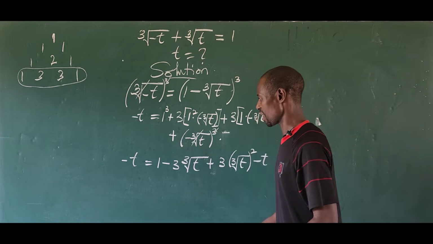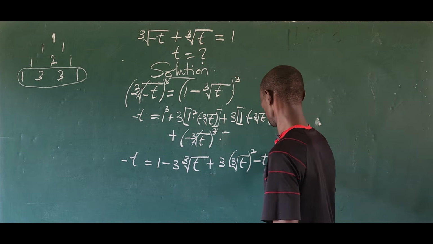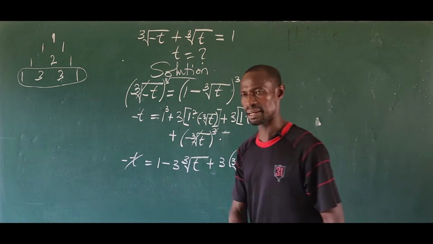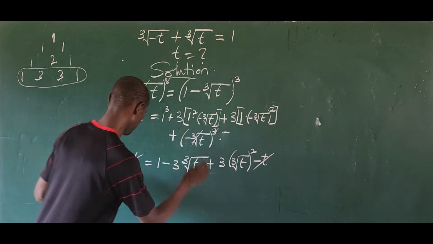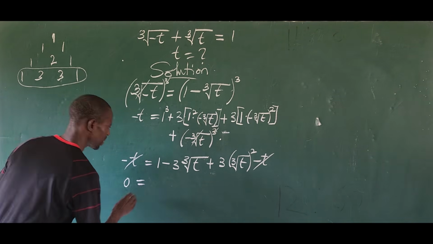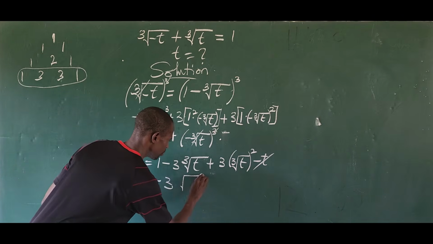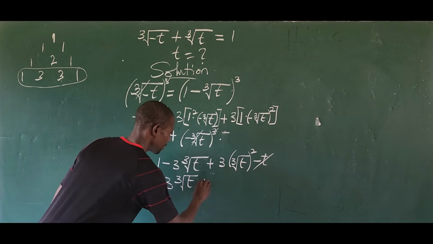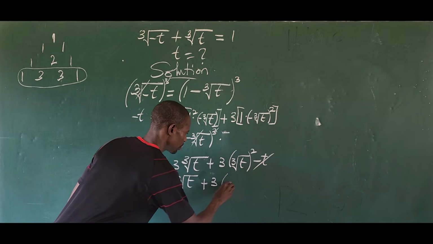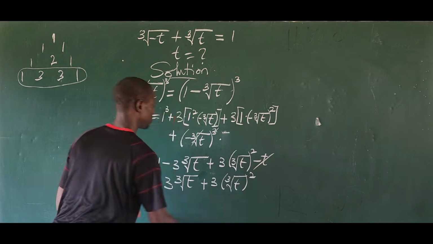Now look at this system here. We are having minus t here, we are having minus t here. So two of them will leave the system. Okay, so we now have 0 equal to everything else. So let's write it out first. 0 will now be equal to 1, then minus 3 into the cube root of t, okay, then plus 3 into the cube root of t to the power of 2.